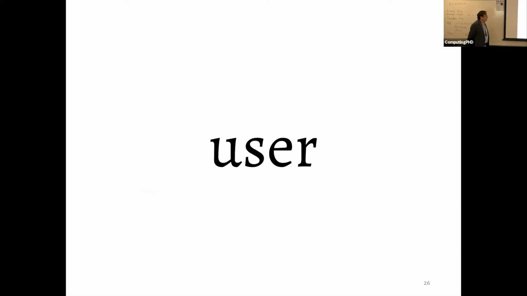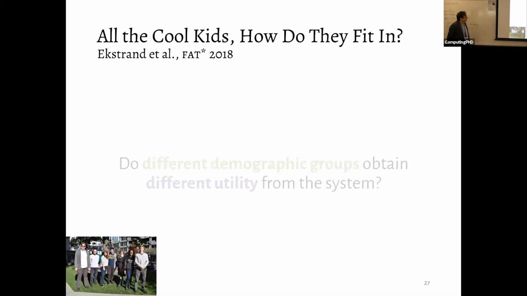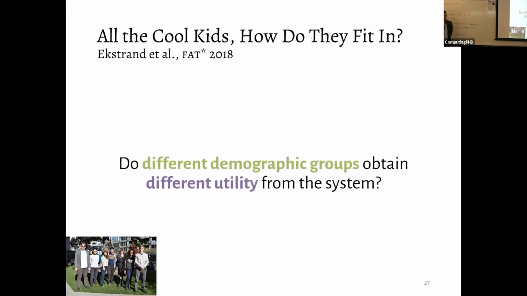So, with that preliminary, users. Start by focusing on the users. One piece of work we did looked at starting with some fairness for users. Do different groups, so you've got a system, it's going to recommend movies or it's going to recommend music. Is everybody getting comparable quality of service, quality of recommendations? Or is it systematically giving better recommendations to some of our users than to others? That's the key question here.